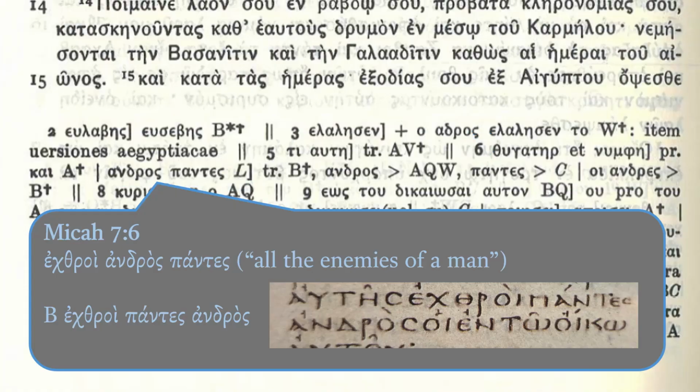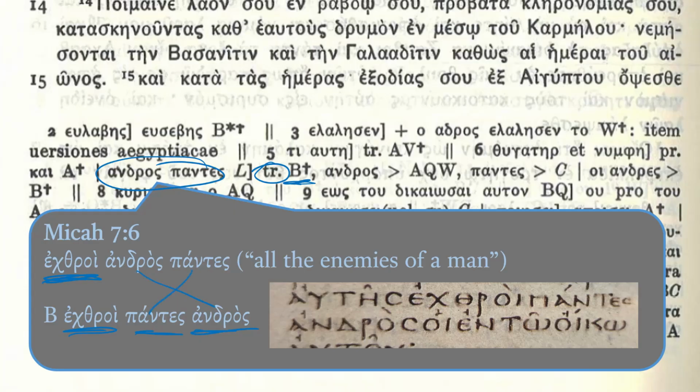And here's what he tells us. It is transposed in Vaticanus, which means the words are rearranged, specifically these two words. So let's take a look at that. In Vaticanus, we see Ekthroi, that checks out. But instead of Andros Pontes, we have Pontes Andros. You see how they are transposed, they are switched.